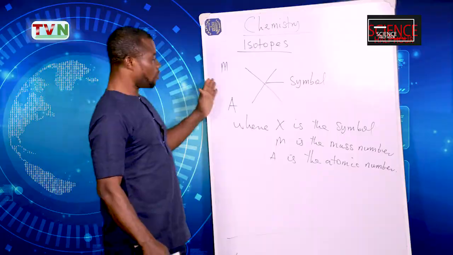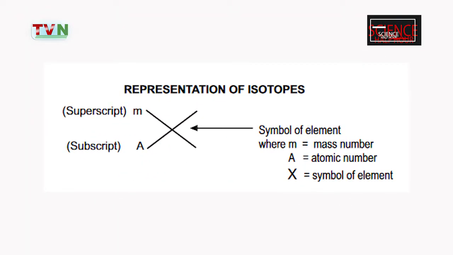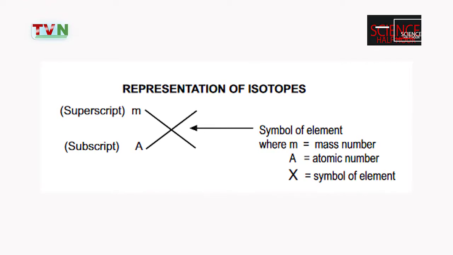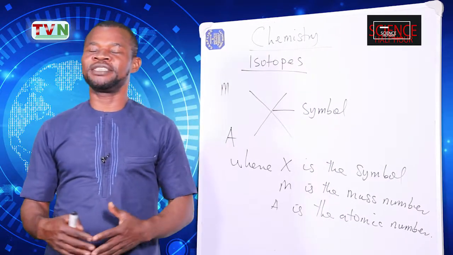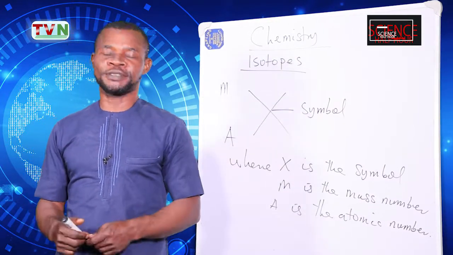From here, we calculate the abundance ratio of isotopes. How do we get the abundance ratio of isotopes? We get the abundance ratio of isotopes by dividing the percentages of those isotopes by the smallest.